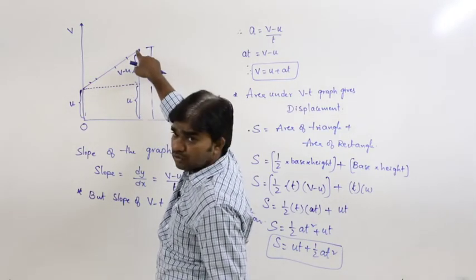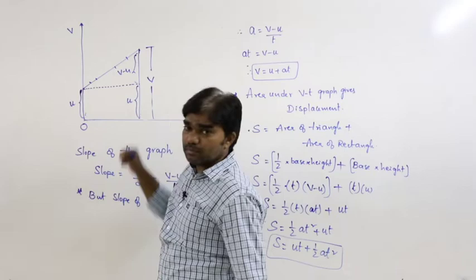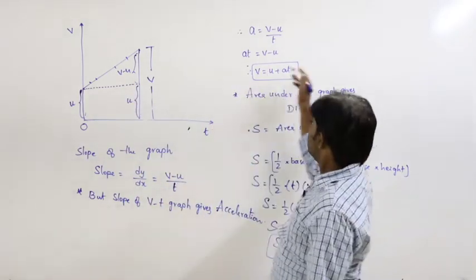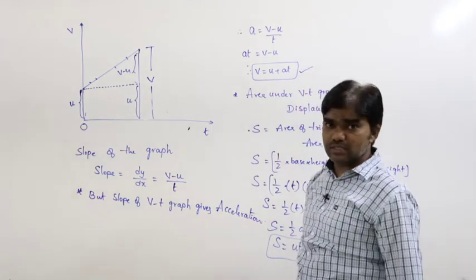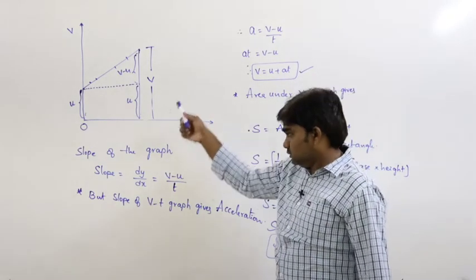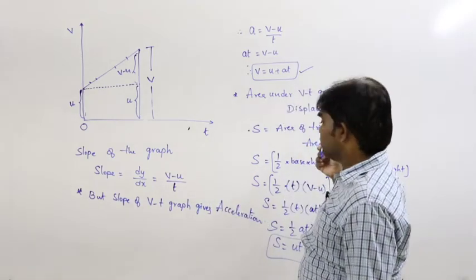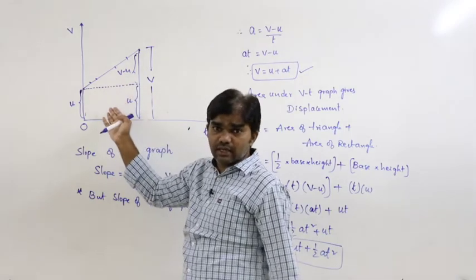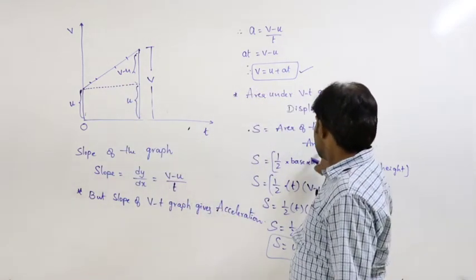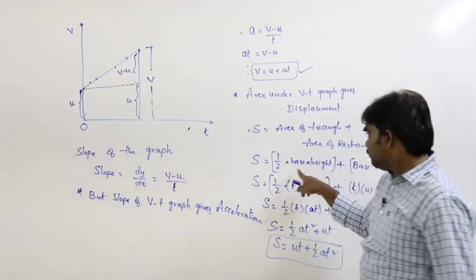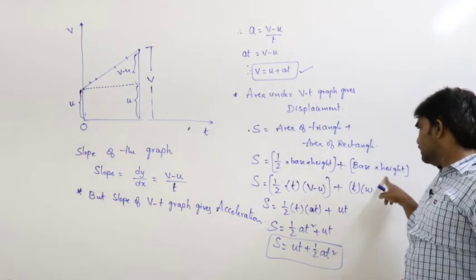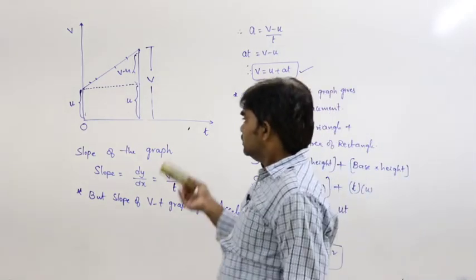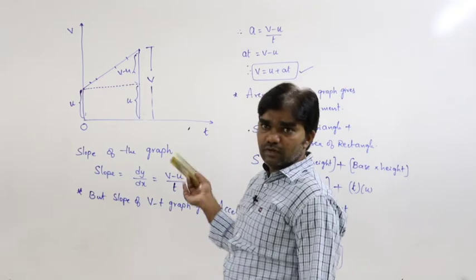For this graph, we have to find the slope: y component by x component. What is the y component? V minus u. The x component is time. Based on this, we calculated V equals u plus AT. Next, area under the velocity-time graph gives displacement. How many shapes here? One is a triangle, one is a rectangle. Area of the triangle is half into base into height, area of the rectangle is base into height. That is all. This is the graphical derivation of kinematical equations based on the velocity-time graph.